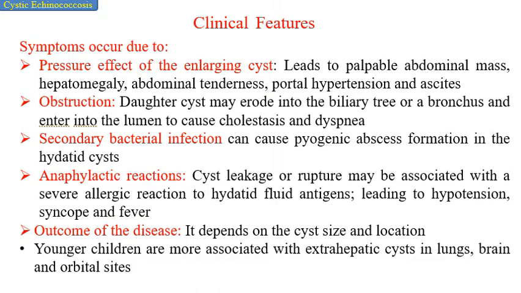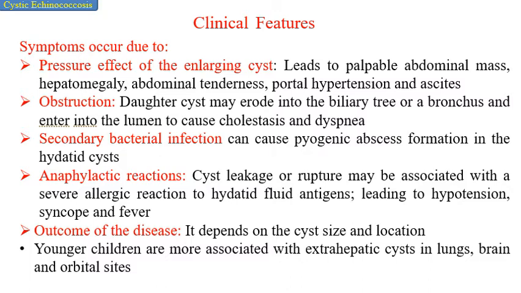Clinical features: sometimes the pressure effect of the enlarging cyst leads to palpable abdominal mass and hepatomegaly, abdominal tenderness, portal hypertension, and ascites. Obstruction: the daughter cyst may erode into the biliary tree or bronchus and enter into the lumen to cause cholestasis and dyspnea. Secondary bacterial infection can cause pyogenic abscess formation in the hydatid cyst. Anaphylactic reactions to cyst leakage or rupture may be associated with severe allergic reactions to hydatid fluid antigens, leading to hypotension, syncope, and fever.